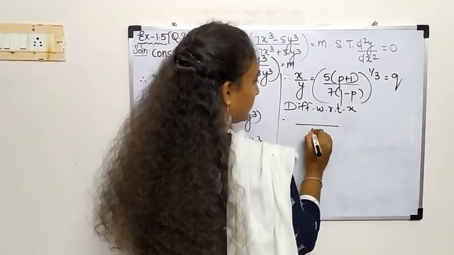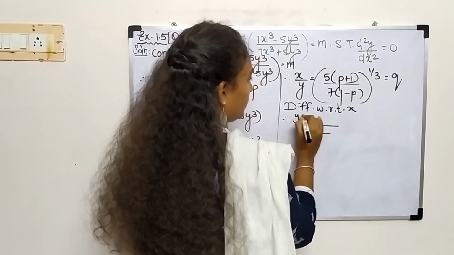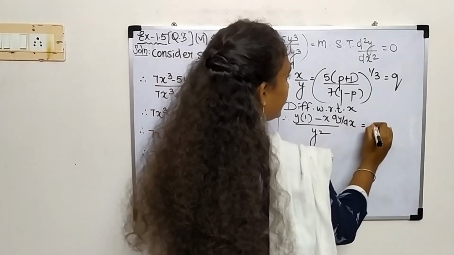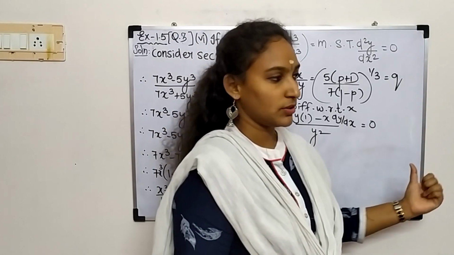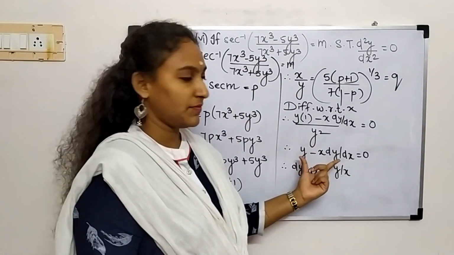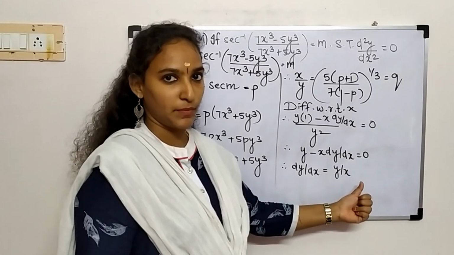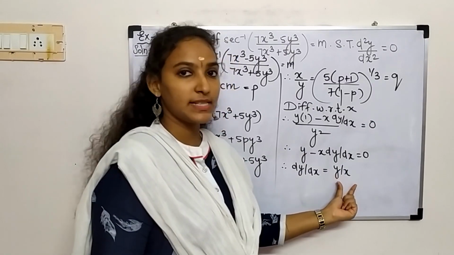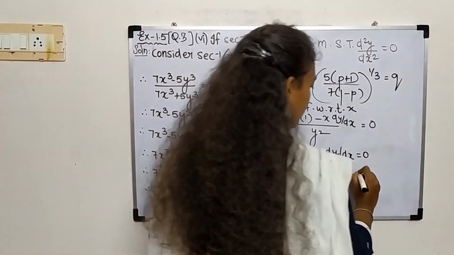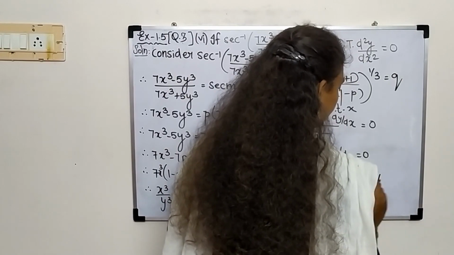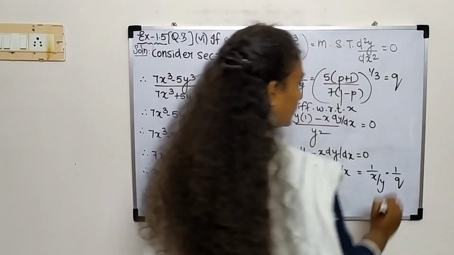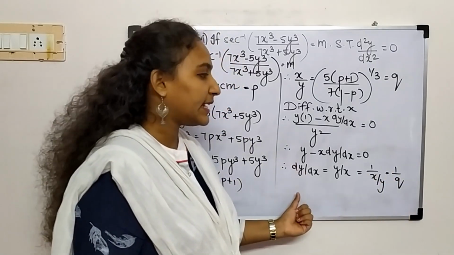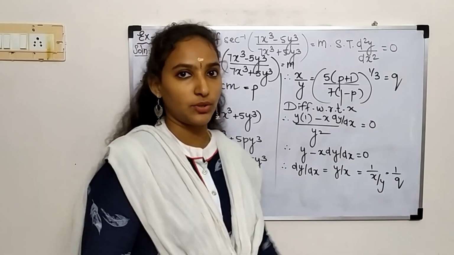Therefore y into 1 minus x dy by dx upon y square is equal to 0 because q is a constant. Once you simplify this, you will get dy by dx is equal to y upon x. We know that x upon y is q. Therefore we can replace this with q. How? This can be taken as 1 upon x upon y, which is equal to 1 by q. In this way 1 upon q again becomes a constant. So the derivative taken again will be equal to 0.